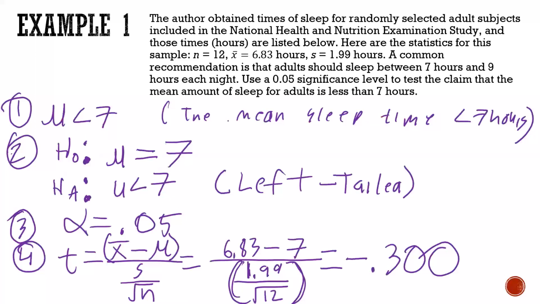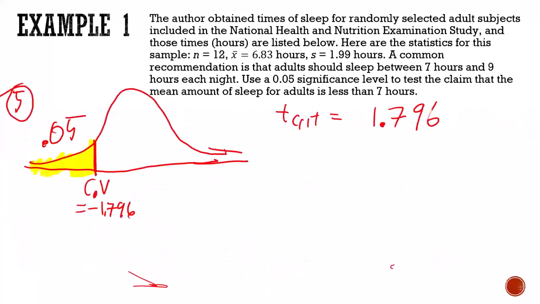Everybody, our test statistic is negative 0.300. That was the t-value that corresponds to our population mean, right? That tells us our population mean is a t-value of negative 0.3. So where did I draw that? It's negative, so is that to the left or the right of the center?